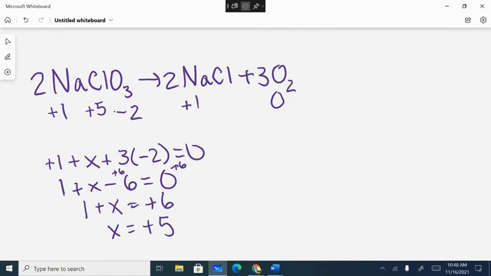Now notice sodium did not change. That means that sodium is not really taking place in this reaction. He is not exchanging electrons at all. So oxygen goes from minus 2 to 0 because he lost some negatives, right? So he lost electrons. He was oxidized.